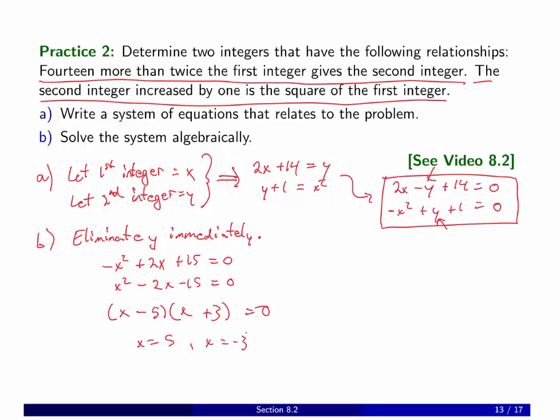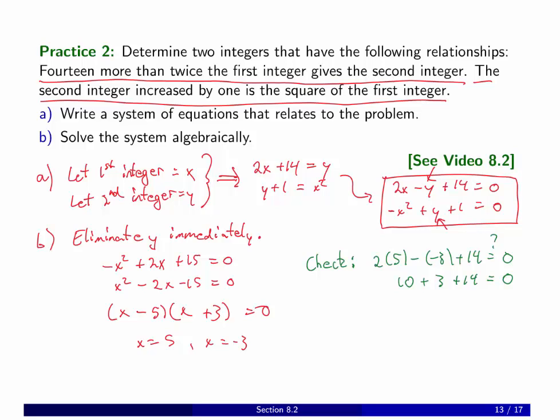Now, they asked for an integer, so these should both work, right? Let's check them. Make sure we did this correctly. Check. Well, let's see. 2 times 5 minus negative 3 plus 14. Does it equal 0? That's the question. So we have 10 plus 3 plus 14. Oh my goodness.